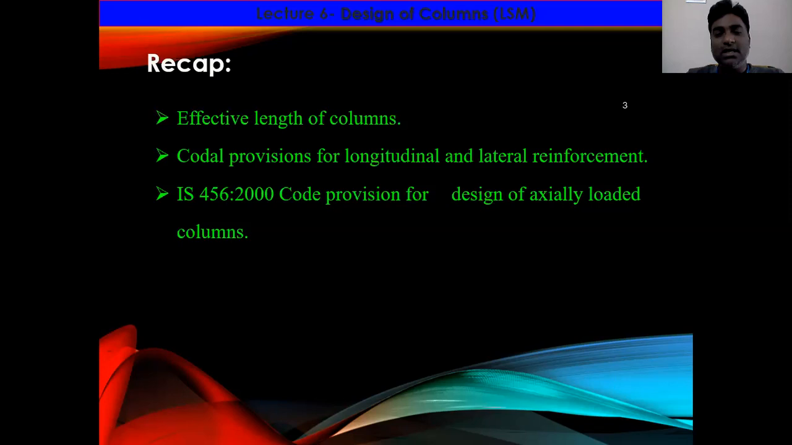And in axially loaded columns, what are the design provisions? That means the eccentricity consideration: when it can be designed as an axially loaded column, and when it should be designed as an eccentrically loaded column. These are the provisions that we discussed in the last class.